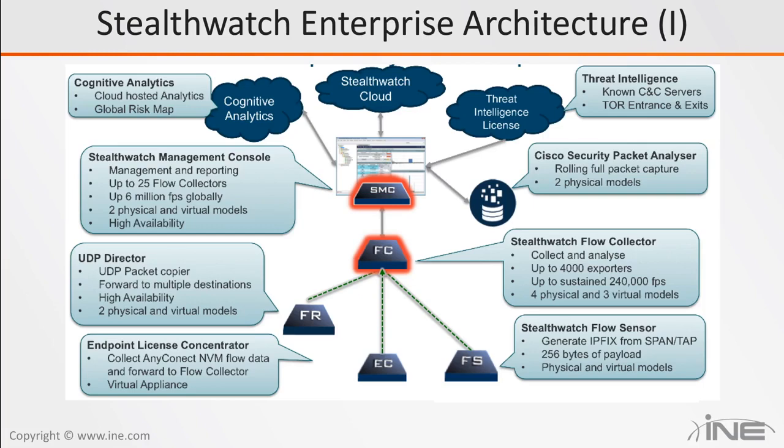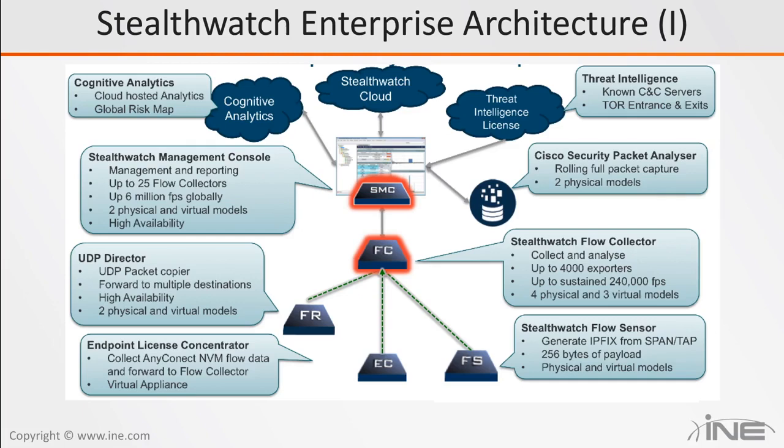Each flow collector and the Stealthwatch Management Console should have something called a license, which tells us how many flows per second a flow collector and SMC can accept. There are 2 physical variants of the Stealthwatch Management Console available right now and 1 virtual model. Like the flow collector, it can also exist in high availability. The Stealthwatch Management Console performs contextual analysis using multiple clouds such as cognitive, Stealthwatch Cloud, threat intelligence cloud, and packet analyzers.